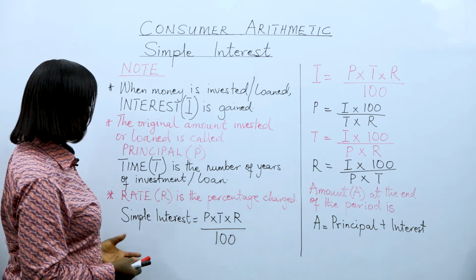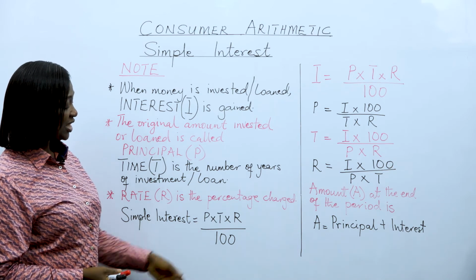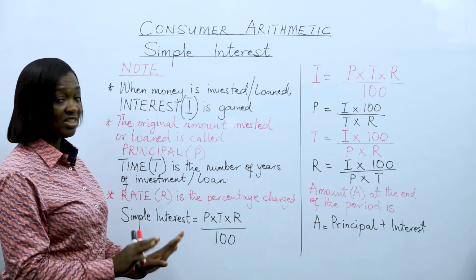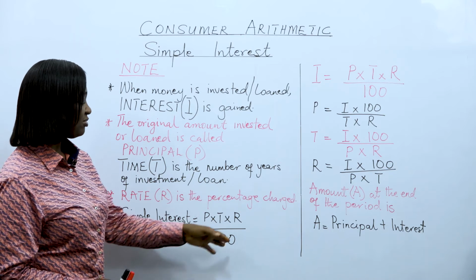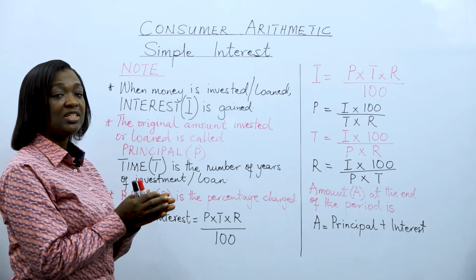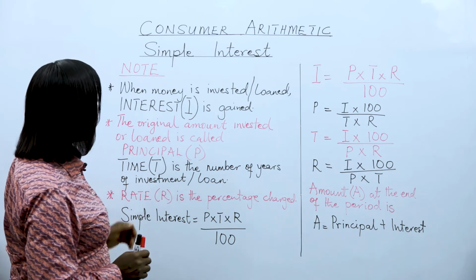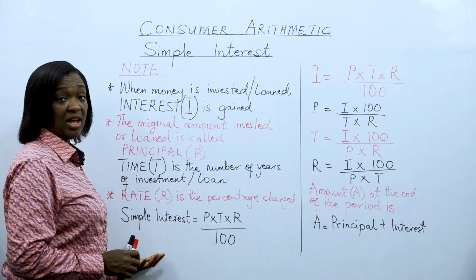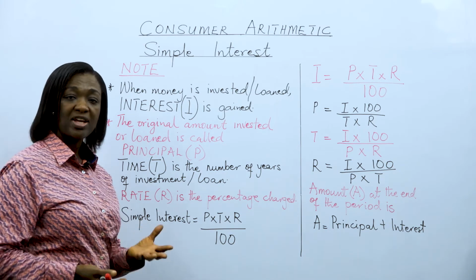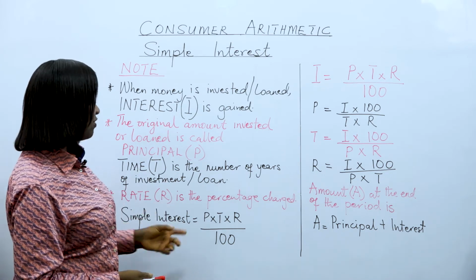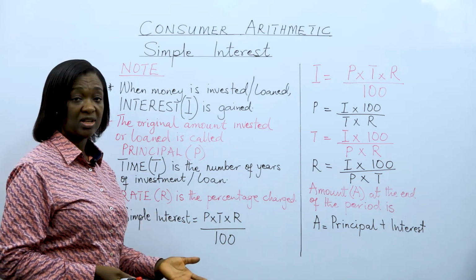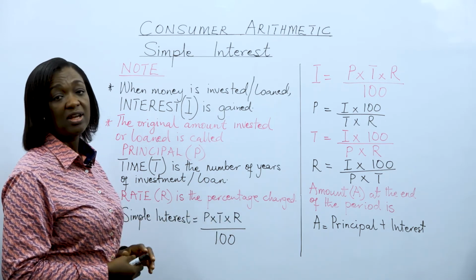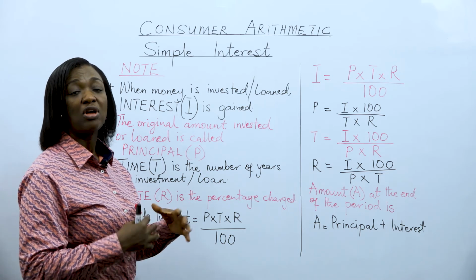So the formula for calculating simple interest is the principal times the time times the rate over 100. Very simple formula. Principal times time times rate over 100. That's how you calculate the interest. So anytime you have the principal, the time, and the rate, you can find the interest or the simple interest. But in some cases, in solving simple interest problems, you can be given the principal and the time, and you're supposed to find the rate. Or you have the time, the rate, and the simple interest, and you're finding the principal. So we should be able to solve any of those problems.